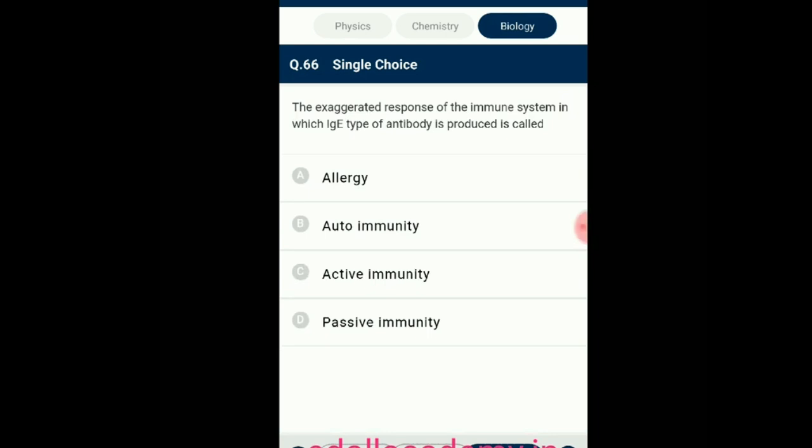Question number 66. The exaggerated response of the immune system in which immunoglobulin E type of antibody is produced is called? The exaggerated response of the immune system to certain antigens present in the environment is called allergy. The substance to which such an immune response is produced is called allergen. Example, pollen, animal dander, etc. The IgE type of antibody is present in this type of response. So the answer for this question is option A, allergy.